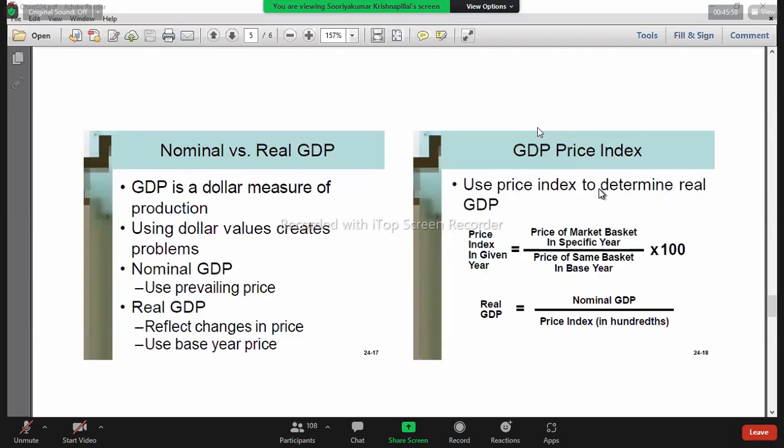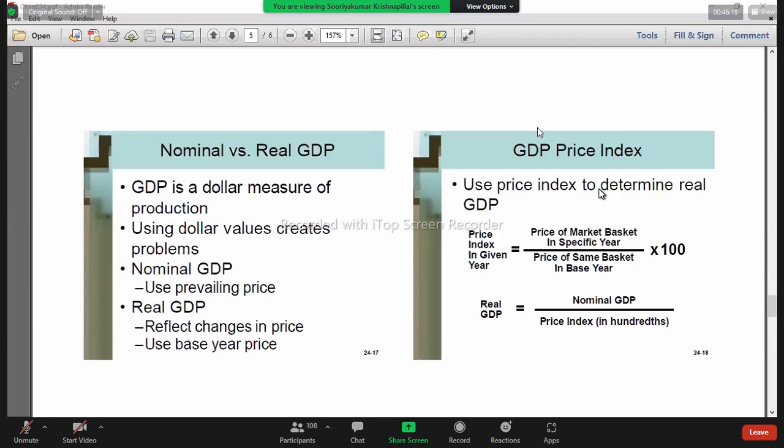Then they publish the price index from the base year. So 2000 is 100, 2001 is 110, 2002 is 115, like that. The price index normally increases.